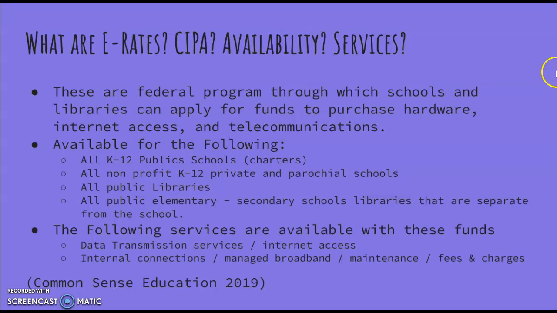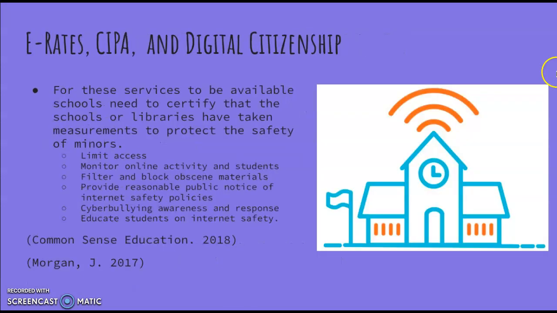And the services that can be available with these funds are data transmission, internet access, internet connections, broadband management, maintenance of technology, and fees and charges. So continuing on with these. For these services to be available, schools and libraries need to certify that they have taken the measures to protect the safety of minors. That's what the CIPA Act is about, protecting children.